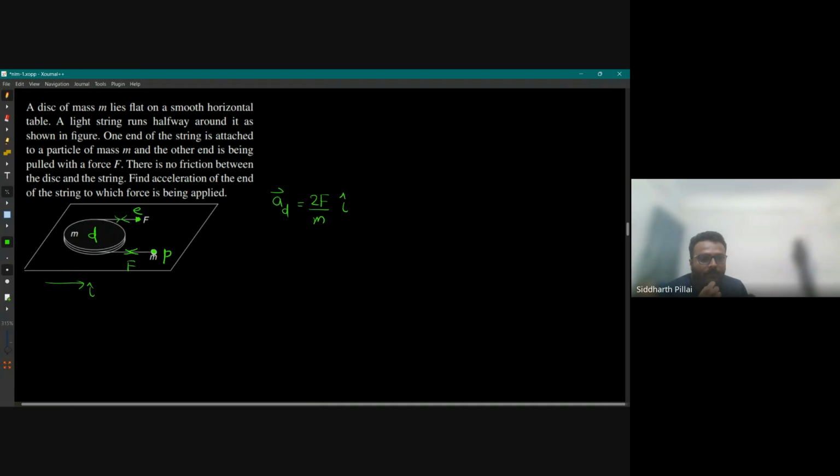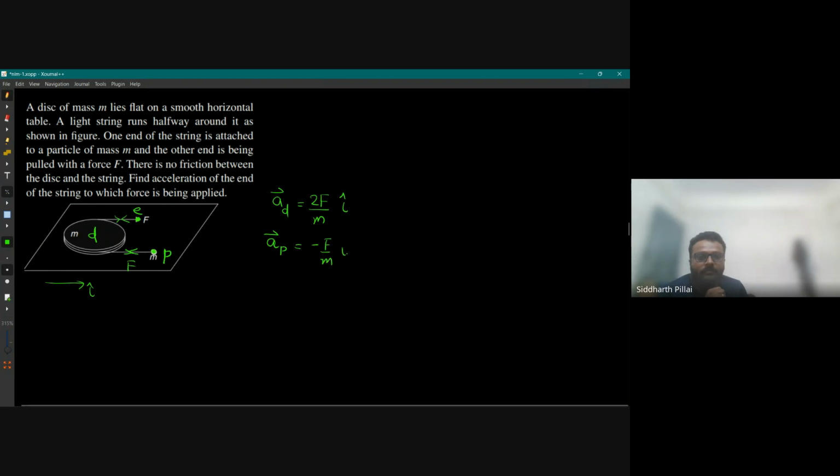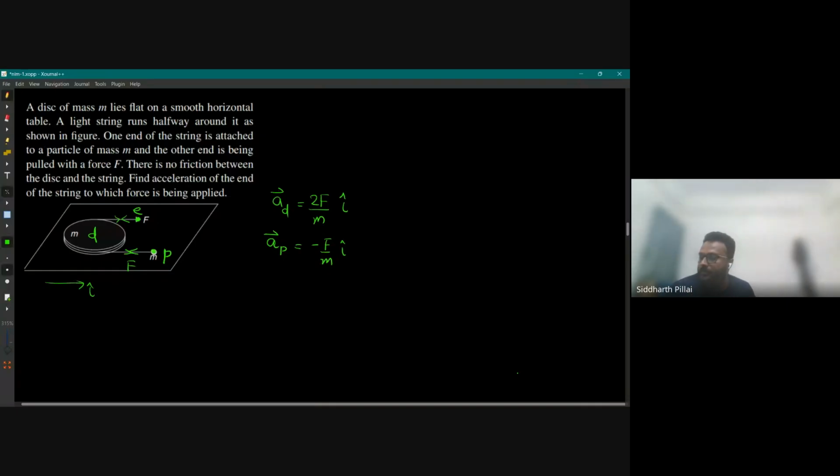For this point P, where mass M is situated, you have this force acting upwards, right? So its acceleration, what would it be? Acceleration of point P would be equal to minus F by M I cap. Correct? Because the force acting on it is F. That's the only force acting on it. It's along the minus I cap direction. So its acceleration is F by M along minus I cap.